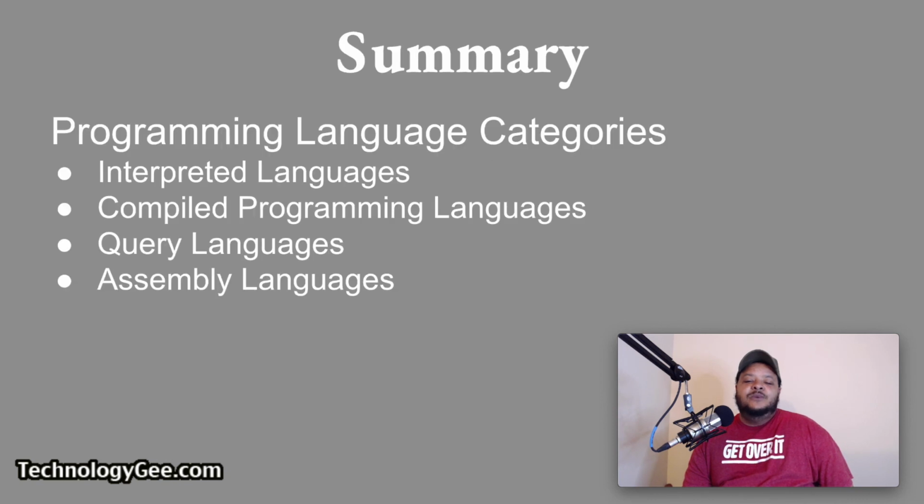So in summary, we have discussed programming language categories in which we talked about interpreted languages, compiled programming languages, query languages, and assembly languages.